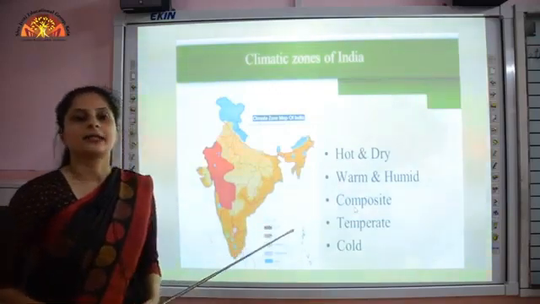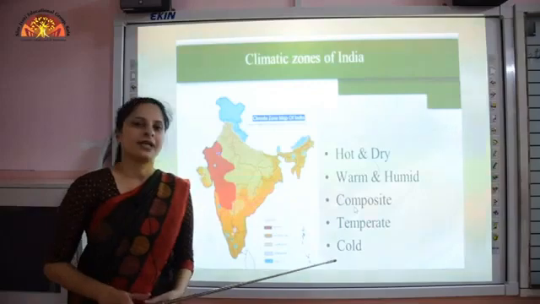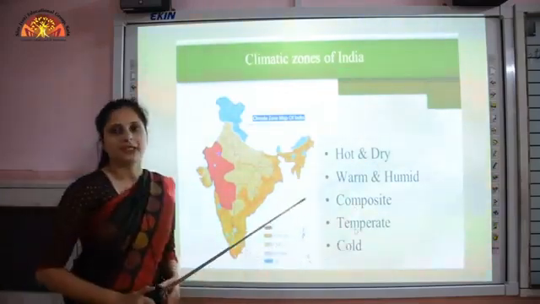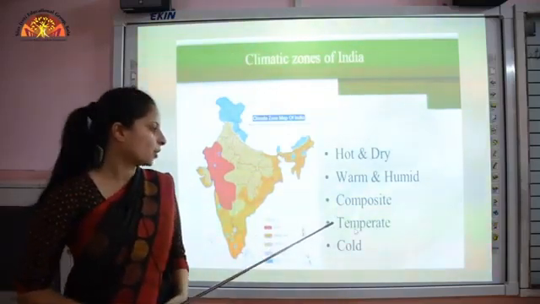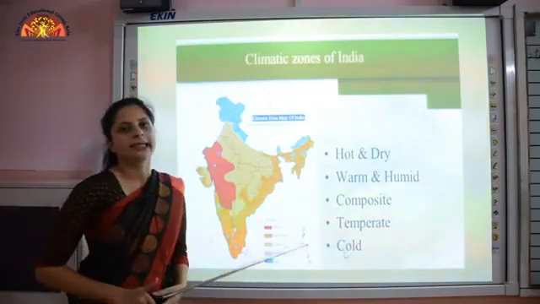Composite climate are the weather conditions which are beyond the normal weather conditions. Pink color shows the temperate climate. Temperate means neither very hot nor very cold. And the blue color shows the places which have cold climate.